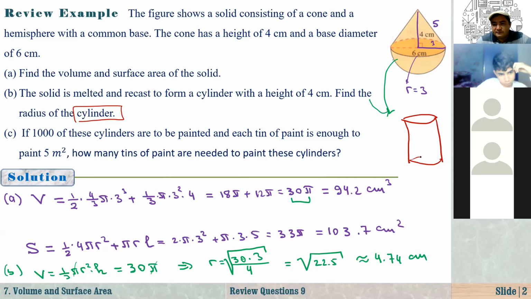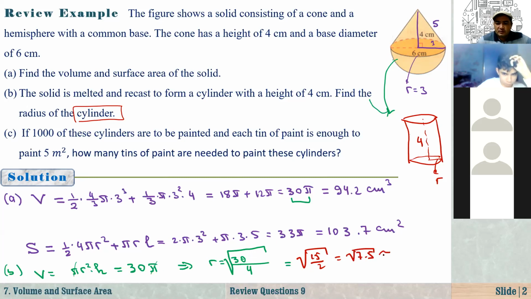This kind of cylinder. So the radius is r, and the height is given as 4. So that means, what is the volume of the cylinder? Pi r squared times h is equal to 30 pi. So that means the 30 and pi cancel each other, 30/4. So we don't have 3 here, 30/4. So that's equal to 15/2, which is equal to 7.5.